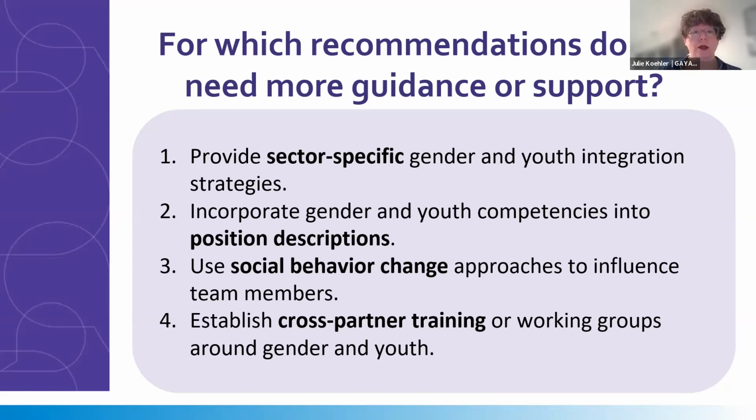Number 1 is the recommendation to provide sector-specific gender and youth integration. Number 2 is the recommendation to incorporate gender and youth competencies into position descriptions. Number 3 is the recommendation to use social behavior change approaches to influence team members. And number 4 is the recommendation to establish cross-partner training or working groups around gender and youth.